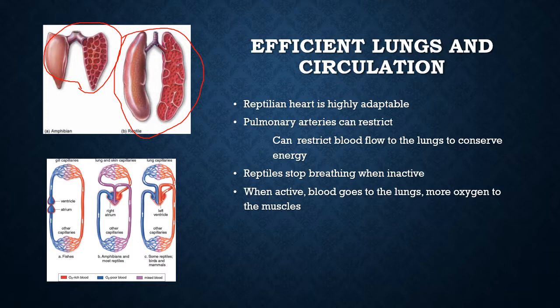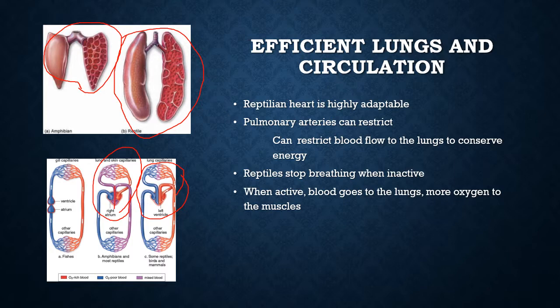Their heart is highly adaptable. Remember, we said that they have a 3-chambered septated heart. So they still have a mixing of oxygenated and deoxygenated blood. However, sorry, I circled the wrong one. Here we go. 3 parts. But they do have a septum that hangs down, so it helps to separate those 2 blood types a little bit more, so it's a little more efficient.